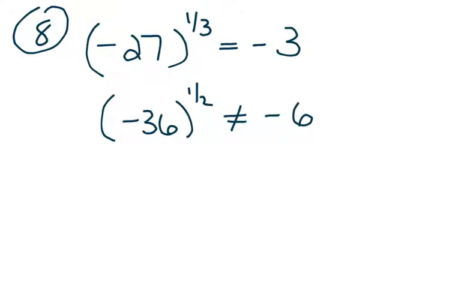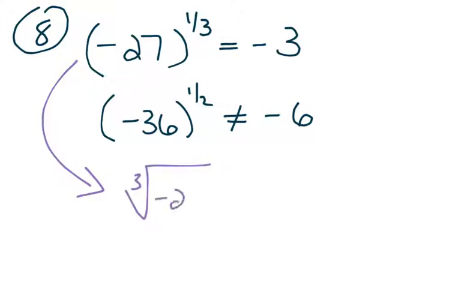From problem 8, it says explain why negative 27 to the 1/3 power is equal to negative 3, but negative 36 to the 1/2 power is not equal to negative 6. Now, let's remember what rational exponents are. Raising something to the 1/3 power is the same thing as saying what's the cube root. Remember, a cube root means 3 of the same number being multiplied together.